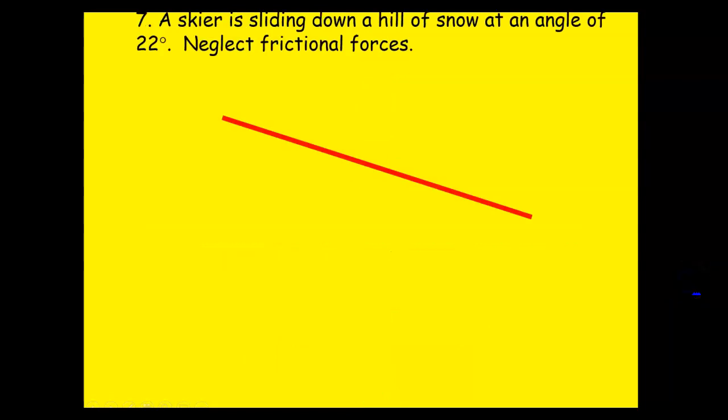All right, the next one is number 7. A skier is sliding down a hill of a slope of 22 degrees. Now here I show a slope. This may not be exactly 22 degrees, but this is just for showing your free body diagram. Again, we have our object on the surface. It has a downward force going straight down as gravity, F of G, and then it has an upward force, perpendicular to the surface, which is F of N. This is showing a skier sliding down a slope at an angle of 22 degrees.